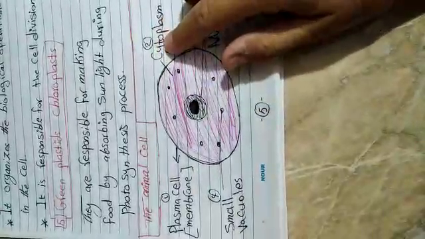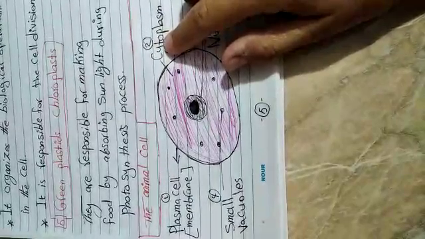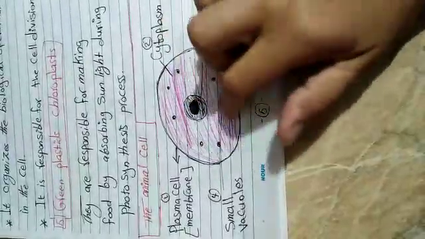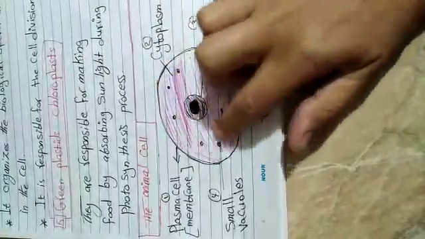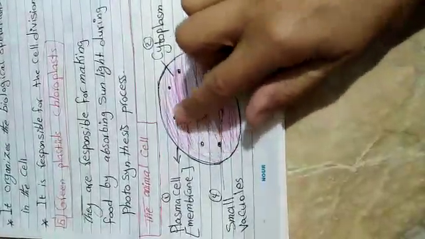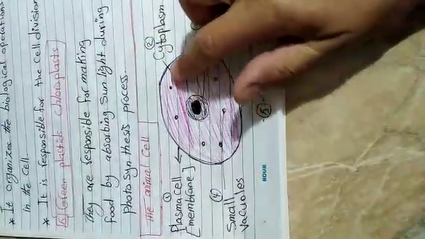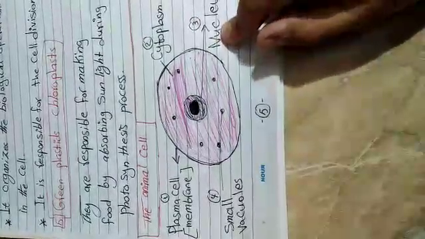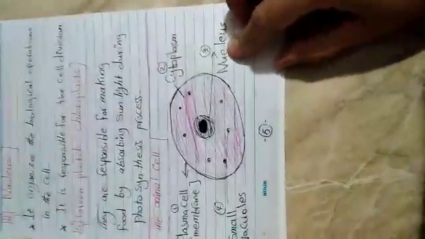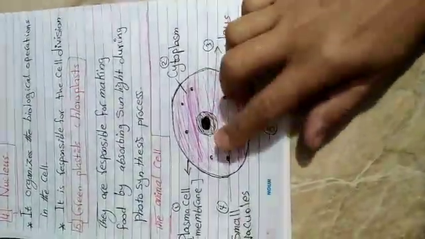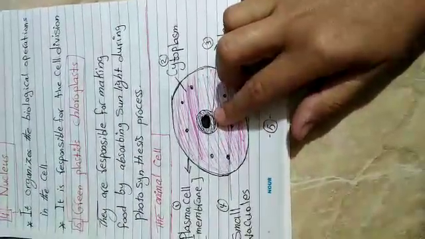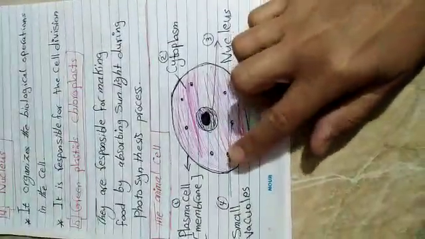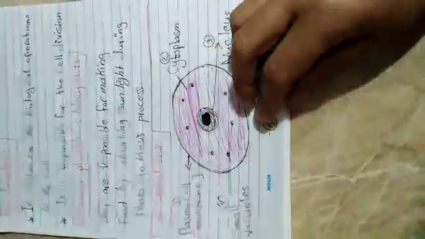Second, the cell consists of cytoplasm. What is cytoplasm? It's a fluid that fills the cell from inside, and all other components are suspended in it. Third, the nucleus. What is the nucleus for? It organizes the biological operations and is responsible for cell division. And there are also small vacuoles.